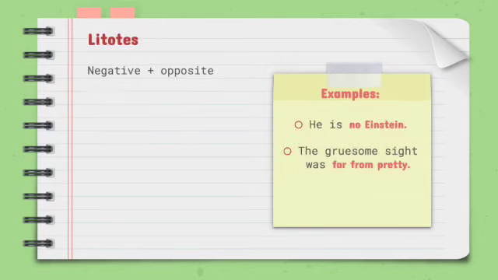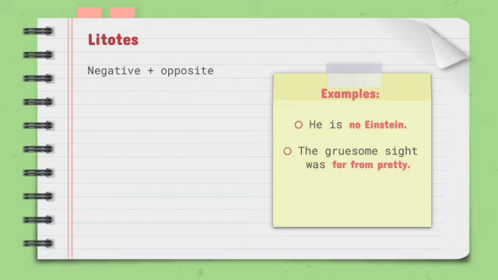On to our next figure of speech, litotes. Litotes uses a negative and an opposite to understate what is intended. Let's look at our examples. "He is no Einstein." This means that he is academically weak. The next example says, "The gruesome sight was far from pretty." It means that the sight was ugly.